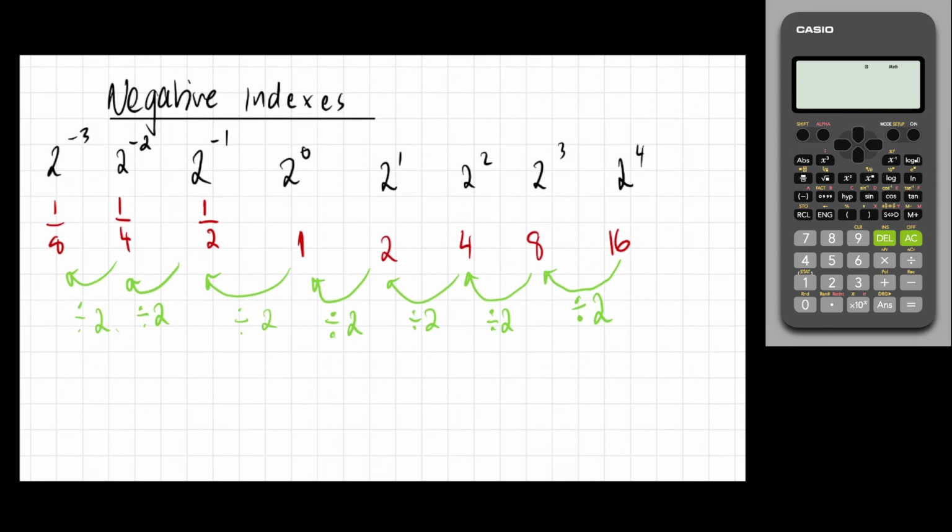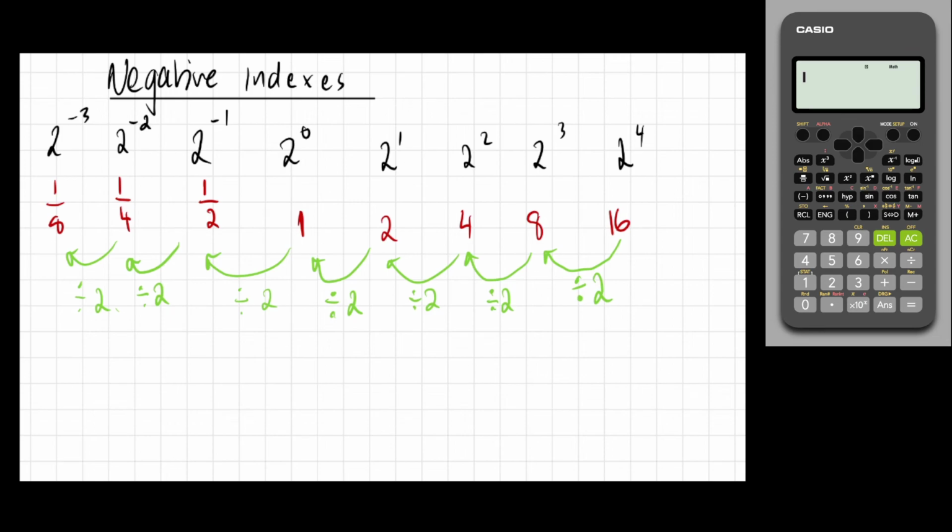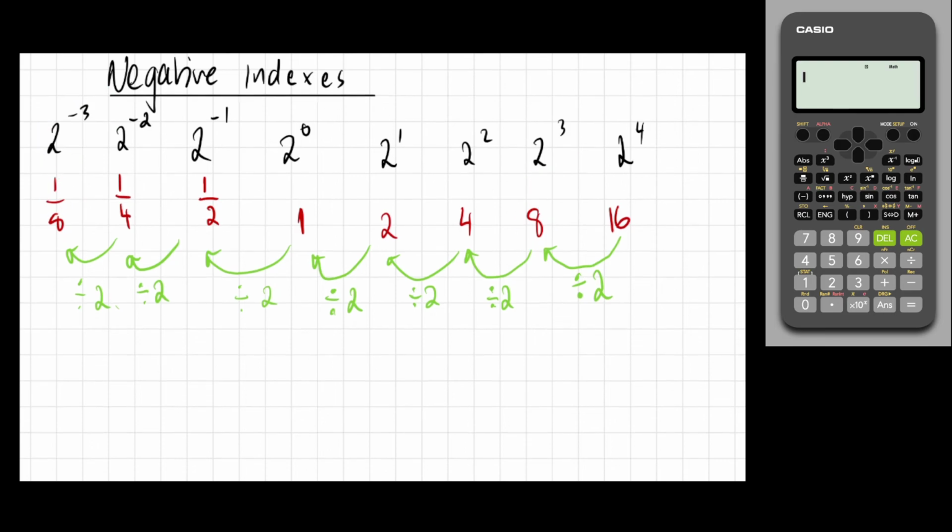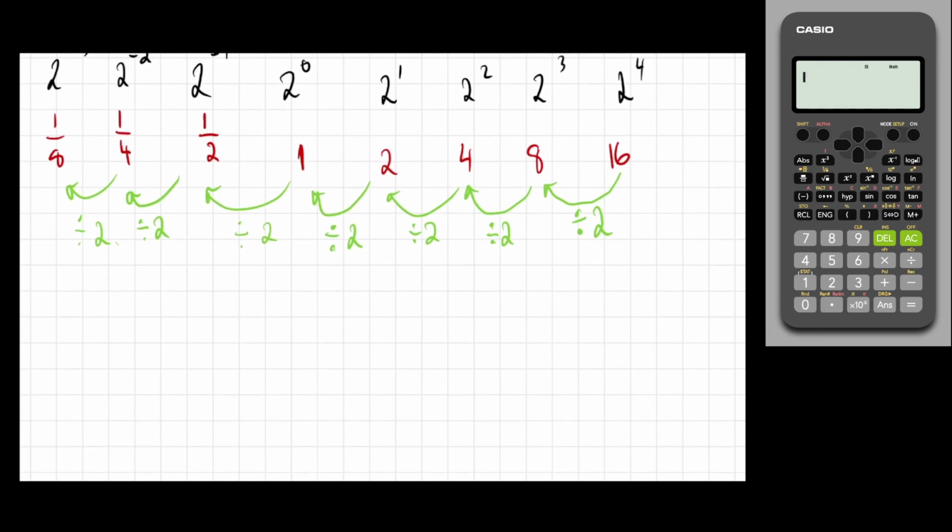Well, how does that actually help us? If we have a look at some of these numbers, 2 to the power 1 and 2 to the minus 1 both have a 2 in them. 2 squared and 2 to the negative 2 both have a 4 in them, just in different spots. 2 to the power of 3 and 2 to the power of negative 3 both have an 8 in there, just in different locations. And you can probably guess where this is going.